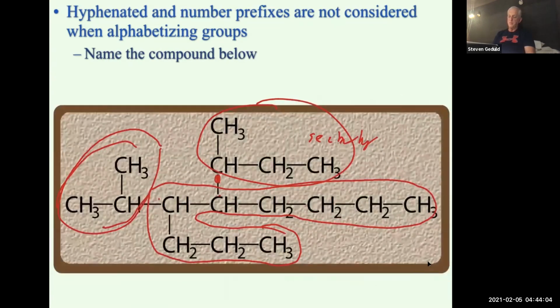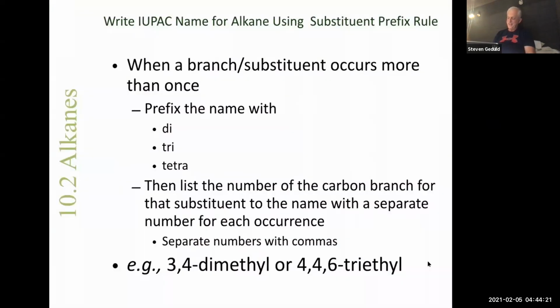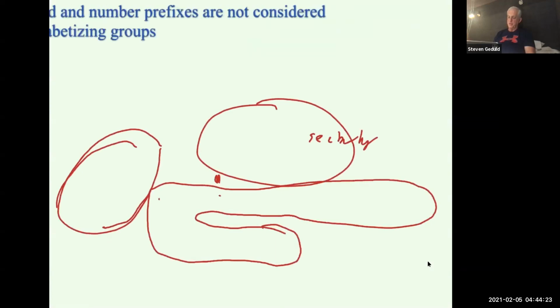There we go. Get that back online. Boy, this thing's acting up really strange here.